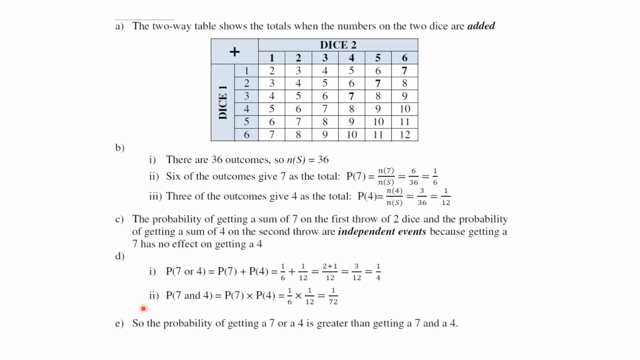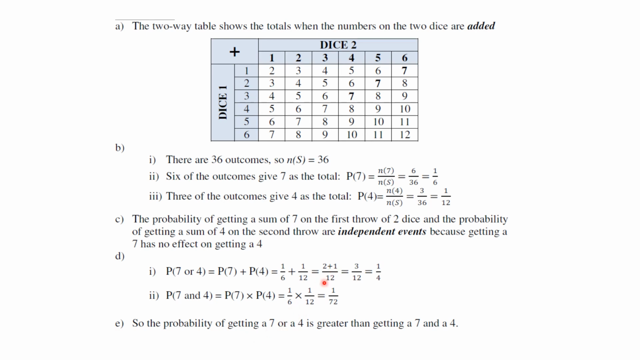For part D, the question asks about the probability of getting 7 or 4, and 7 and 4. So you need to do the calculation first. The question asks which is greater. So you calculate the probability of getting 7 or 4. Remember the term "or". The term "or" requires you to add the individual probabilities which you got in part B, 1 over 6 plus 1 out of 12. And for the second one, 7 and 4, you multiply. They are independent events as well, so you multiply and you get 1 out of 72.